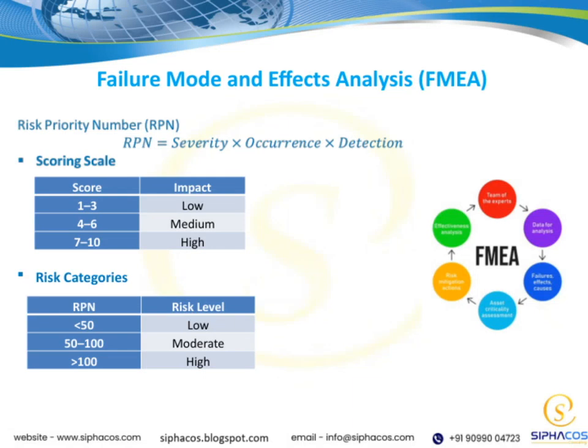Let's take a closer look at how we assess risk using failure mode and effects analysis, or FMEA. We categorize risk based on the risk priority number, or RPN. An RPN below 50 signals low risk. Between 50 and 100, we call it moderate. Anything above 100 is high risk. We also break down impact scores from 1 to 10. Low impact falls between 1 and 3, medium from 4 to 6, and high impact from 7 to 10. This system helps us prioritize what needs attention first.